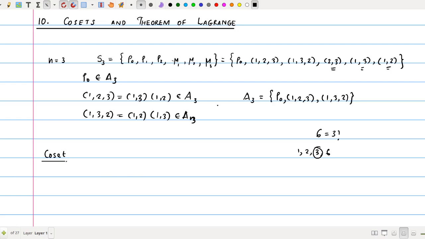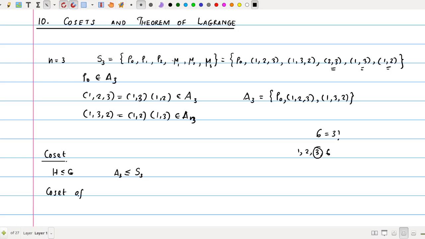For the coset we consider the same subgroup. The coset is defined for a subgroup of a group G. So for example, if you consider A3 as the subgroup of S3, we know that A3 has these 3 elements and S3 has 6 elements. How will you write the coset of A3?